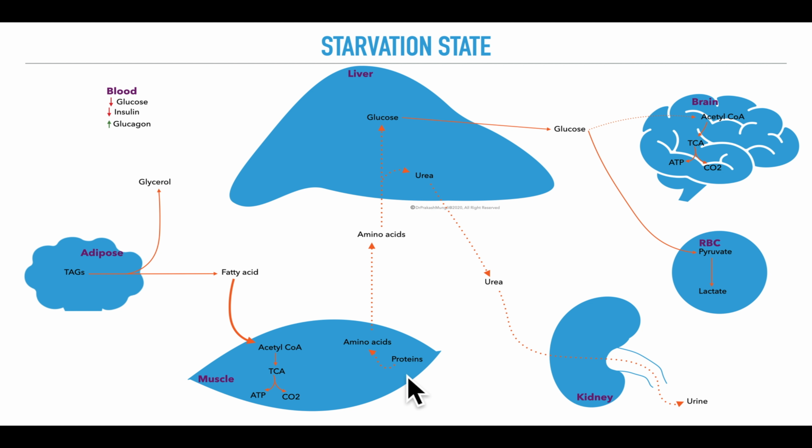Why? Because if we continue to degrade proteins, there is no point in survival mode here. So the protein degradation slows down in the skeletal muscle. That means amino acids coming out of the skeletal muscle slow down. Their contribution to gluconeogenesis decreases, and thereby even the urea synthesis also decreases.